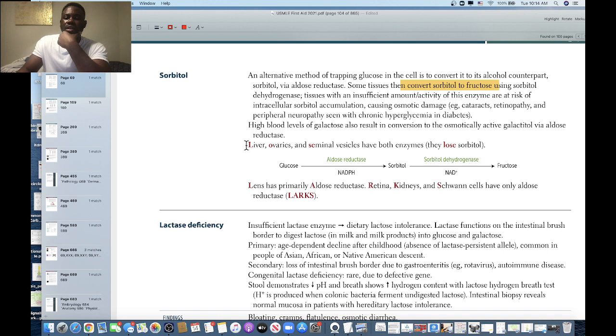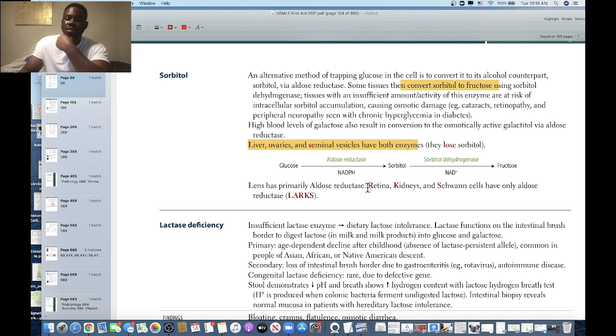So the liver, the ovaries, and the seminiferous tubules cannot have sorbitol accumulate to cause osmotic damage, right? They have both enzymes, so they are good. They lose sorbitol, so they are the best. They are the good guys. Now let's look at the ones that lack it: the lens of the eye. That's why diabetics can have retinopathy easily, because the sorbitol will accumulate and draw water into it. Now they cannot see very well.